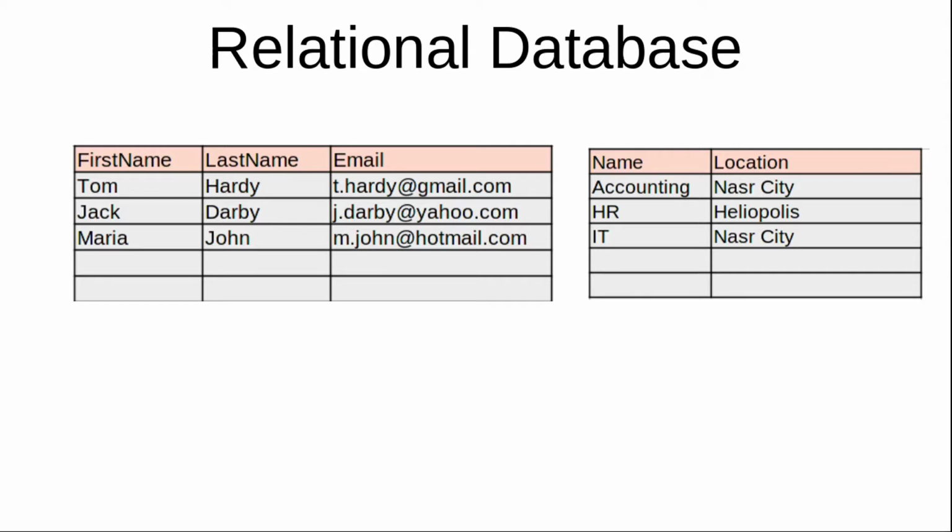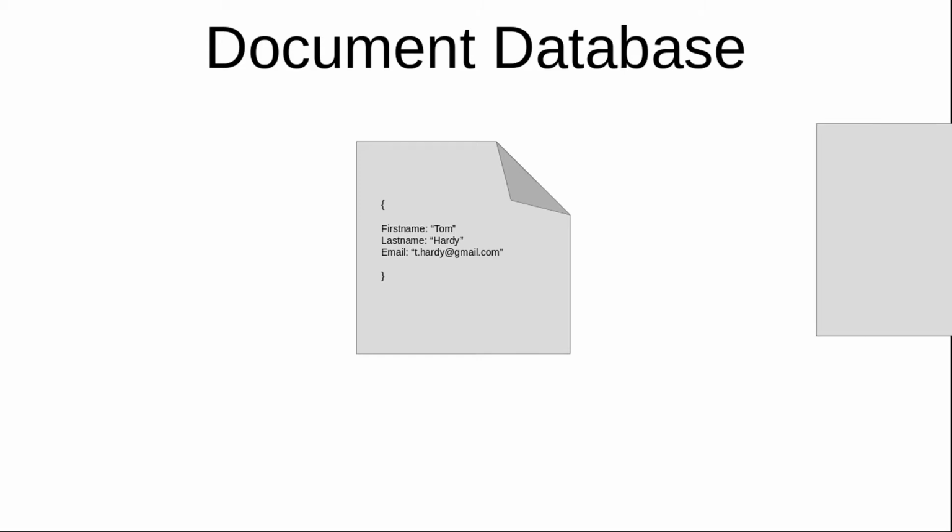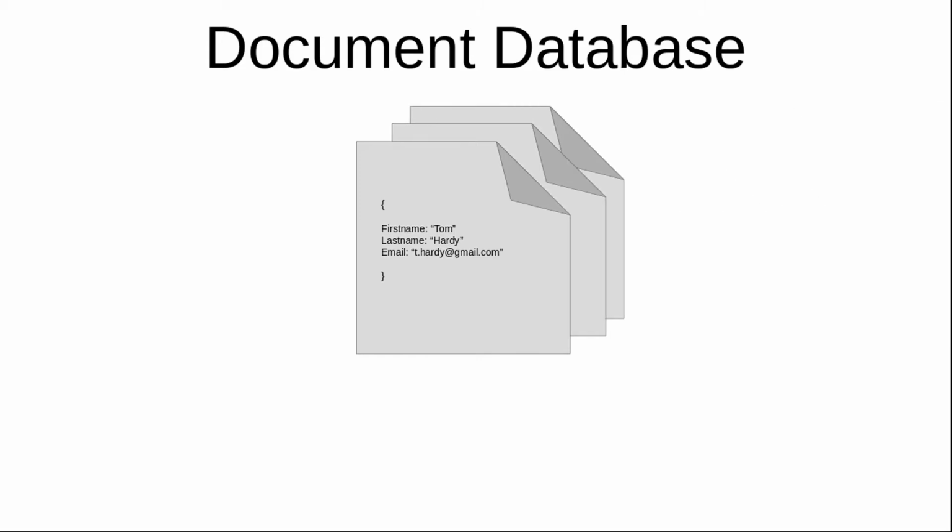On the other hand, NoSQL or document databases, instead of rows, they use documents, which is a JSON key value pairs of data that holds, for example, an employee data. And instead of using tables, they use collections, which is multiple documents stored together.